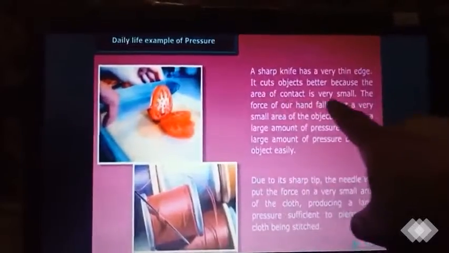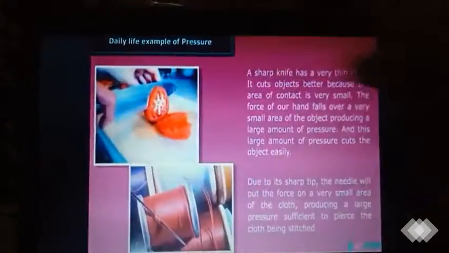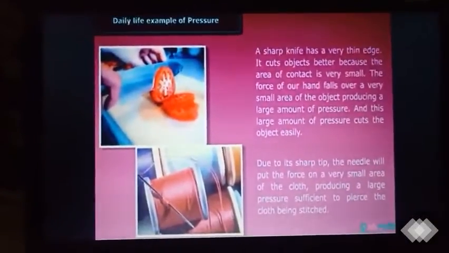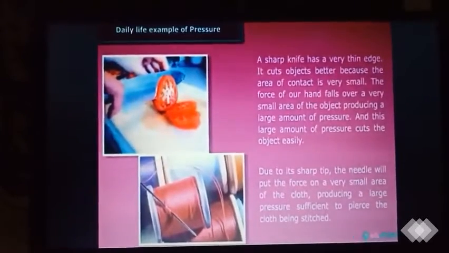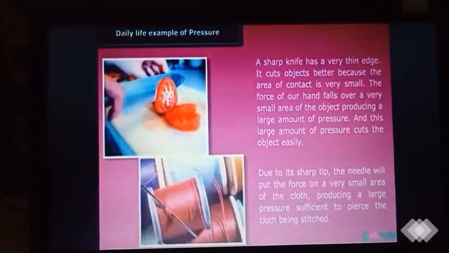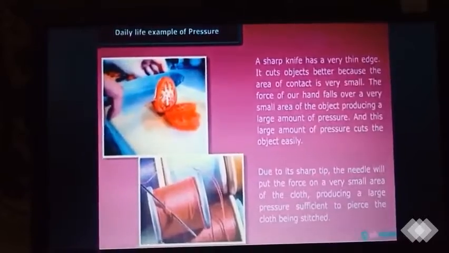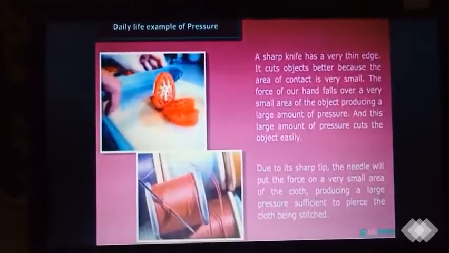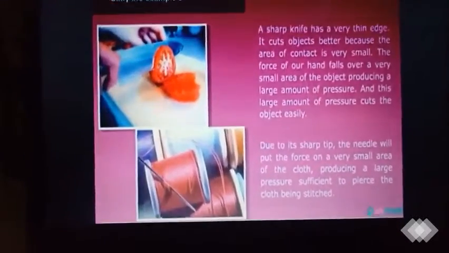When the area of contact is very less, as you have seen in the knife, the pressure is more. The large amount of pressure cuts the object easily. Clear? And there is another example.